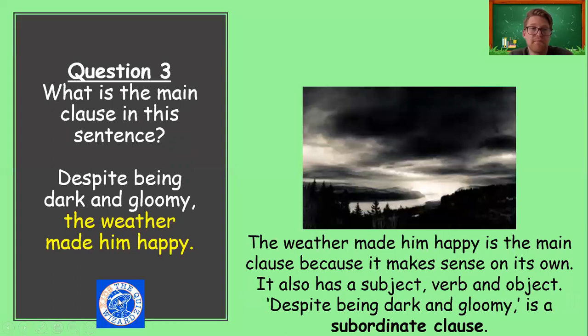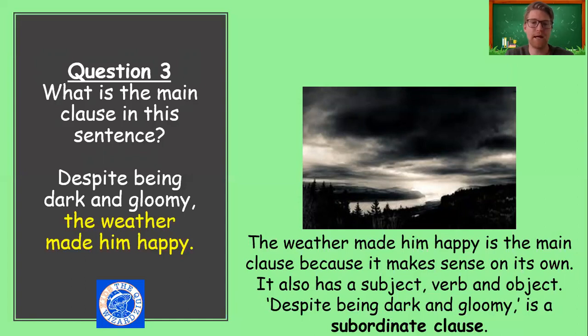Question 3, what is the main clause in this sentence? Despite being dark and gloomy, the weather made him happy. The weather made him happy is the main clause. And this is because if you took the first part away, despite being dark and gloomy, it would still make sense on its own. The weather made him happy. Despite being dark and gloomy is the subordinate clause, adding extra information on.